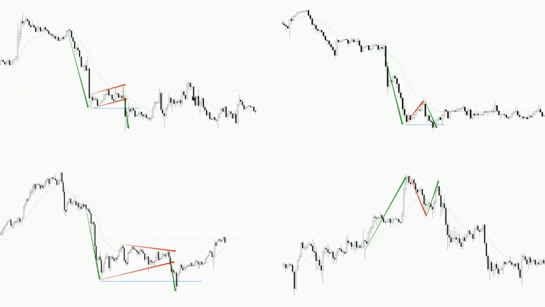We can see that these consolidation patterns lead to weak trend thrusts, resulting in false breakouts, and they don't even test the extreme values of the previous trend. Let's look at them one by one.